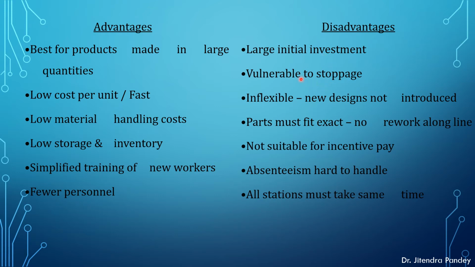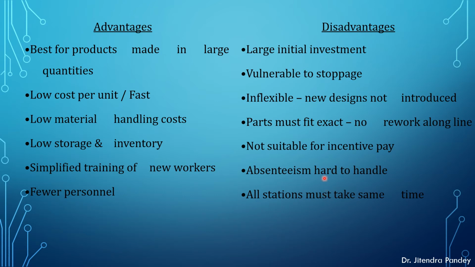It is vulnerable to stoppage. For example, if at one position your items get deteriorated, then you will need to stop all the machines because all the operations are in series. It is inflexible, its flexibility is very low, parts must fit exactly, and it is not suitable for incentives. In this production line we hardly pay any incentive to the worker.